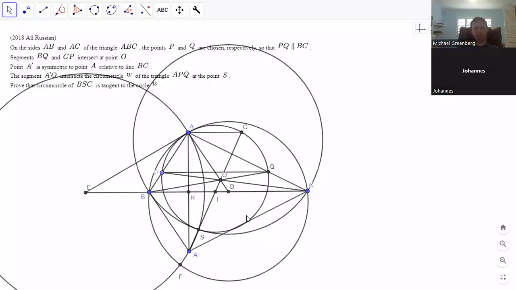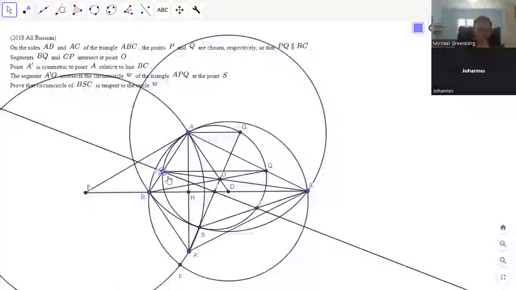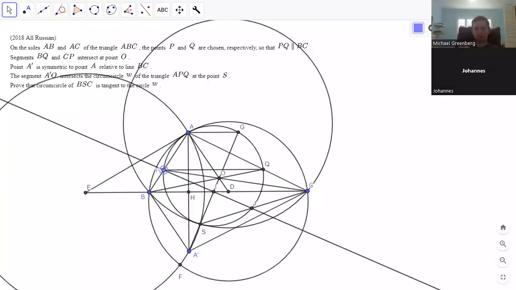Just curious, I wonder if H lies on the radical axis of these circles. No. Or what we could do is draw SB and SC and see if there's something special about these points. That's got to be a coincidence. Let's see. I would think at least. Oh, maybe not. Interesting. That's surprising.